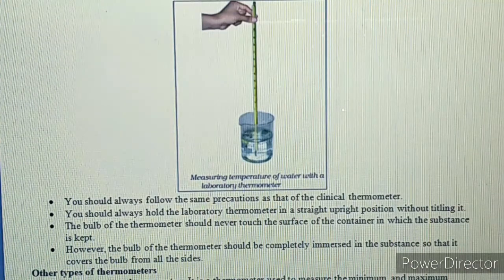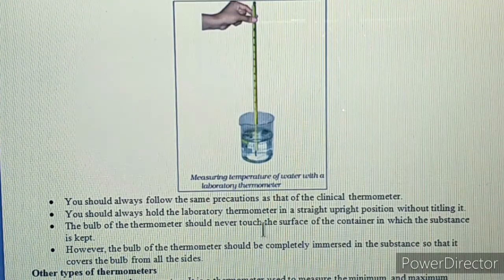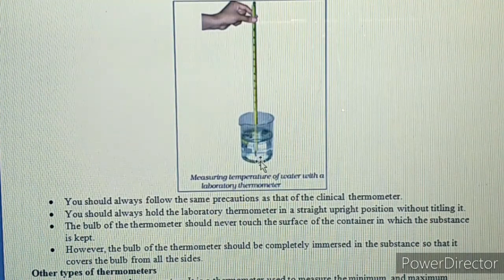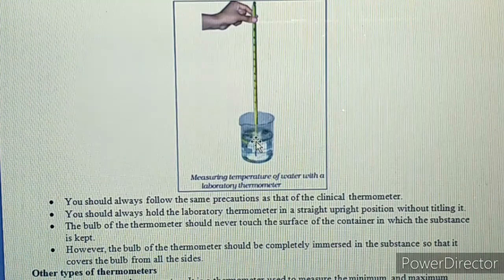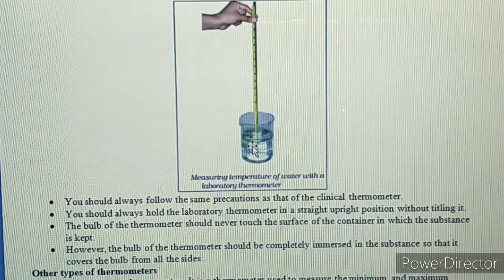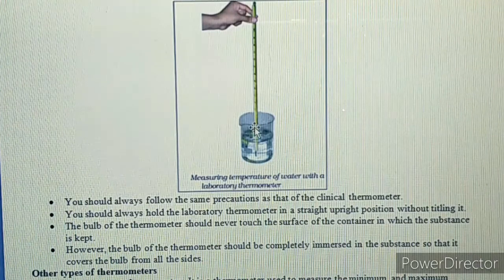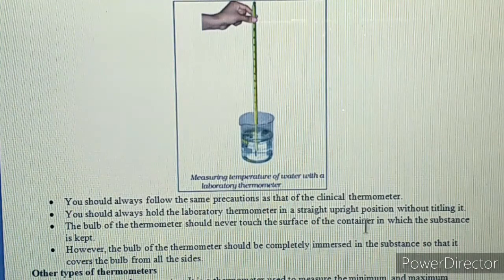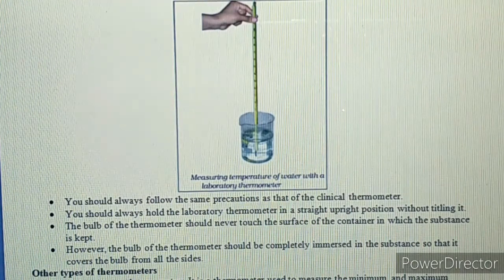The bulb of the thermometer should never touch the surface of the container. Why should we not touch the bulb of the thermometer to the container? Because the bulb is filled with mercury, and as soon as it touches the surface of the container, it takes the temperature of that container also, and the mercury level will expand, and it will not give the accurate temperature of the chemical. So the bulb of the thermometer should never touch the surface of the container in which the substance is kept.